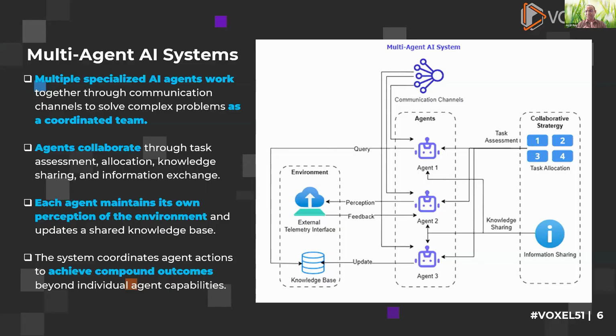So now the agents have the details of what they need to do, right? But who divides those tasks? Which agent does what? On the right side, you will see collaboration strategy 1, 2, 3, 4. The task allocation happens through that component or module. Definitely it's a model again, but it has the information about all the agents, what each of these agents can or cannot do. Based on that, the collaborative strategy or task allocation assigns the tasks.